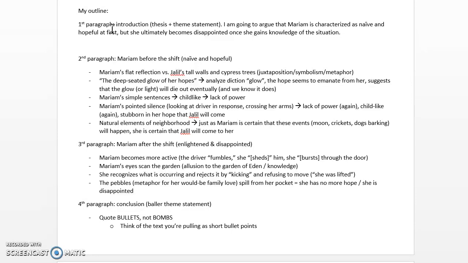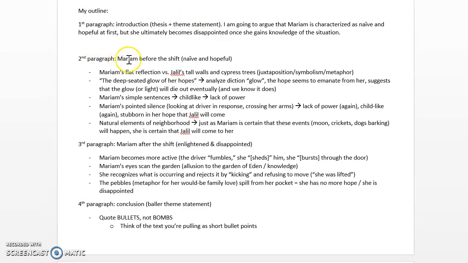So you have probably already written a thesis or thought about what your thesis is going to be. If it differs from mine, fine. That's perfectly okay. Just because my thesis is to argue that she starts as naive and hopeful and then becomes disappointed and enlightened doesn't mean you need to argue the same thing. So I'm not telling you that your thesis is wrong. I'm just saying this is what I'm going to argue. So that's going to be my thesis.